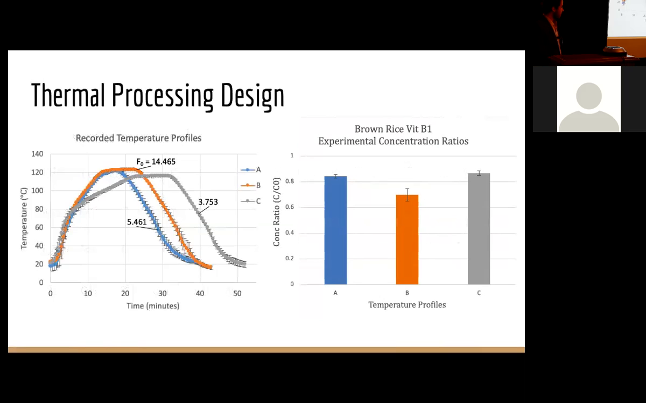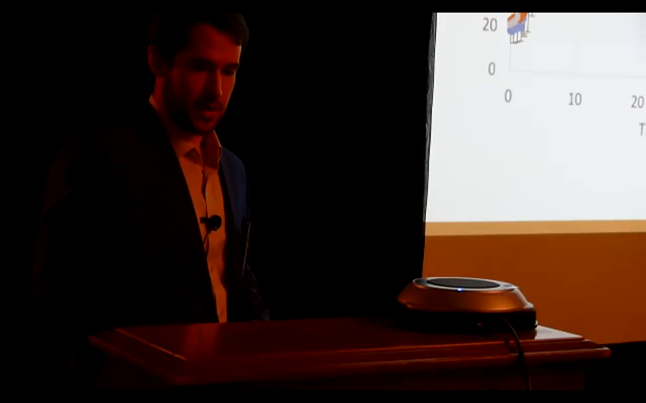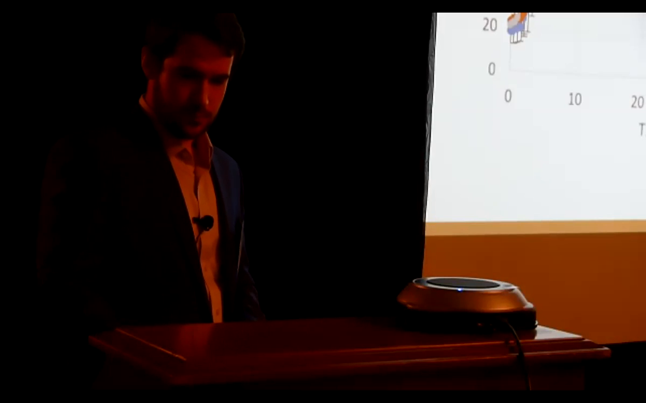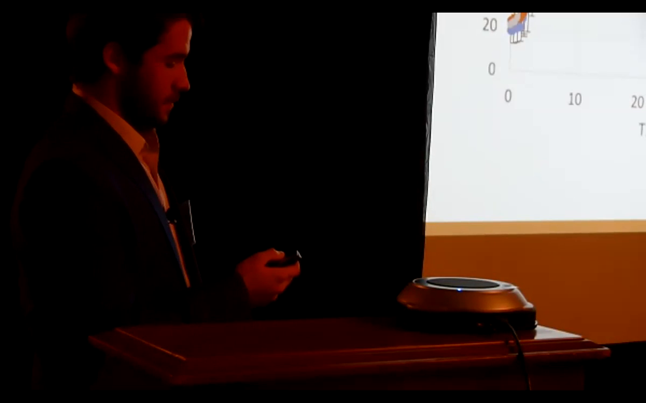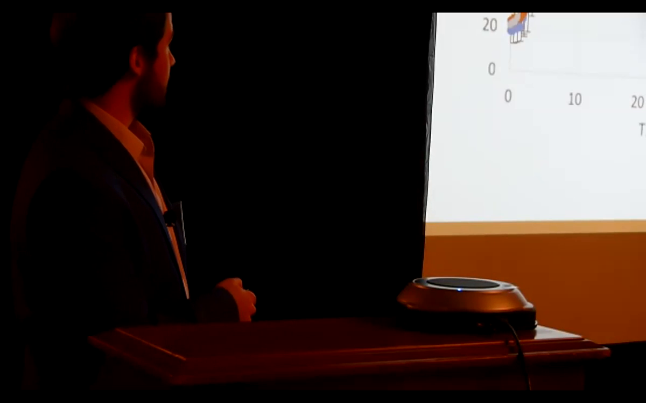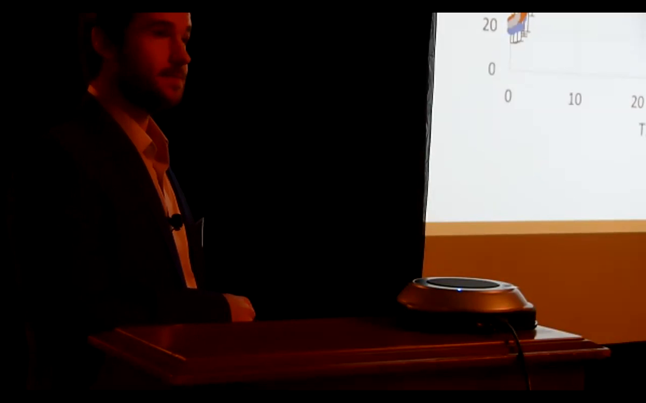So we process the same food by these three processes, and these are the concentrations that we end up for vitamin B1 in brown rice. So what I've also shown here is the equivalent lethality, which is talking more about the equivalent kill you're getting for pathogens and botulism, specifically botulinum. Even though that's not a direct correlation, what it does give us a sense of is the thermal penetration.